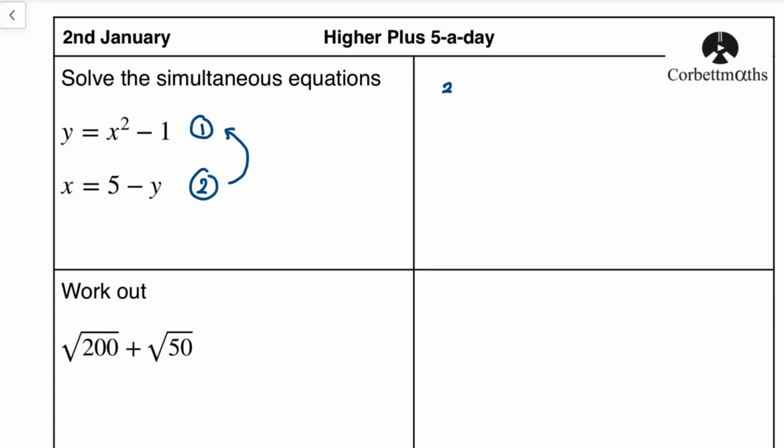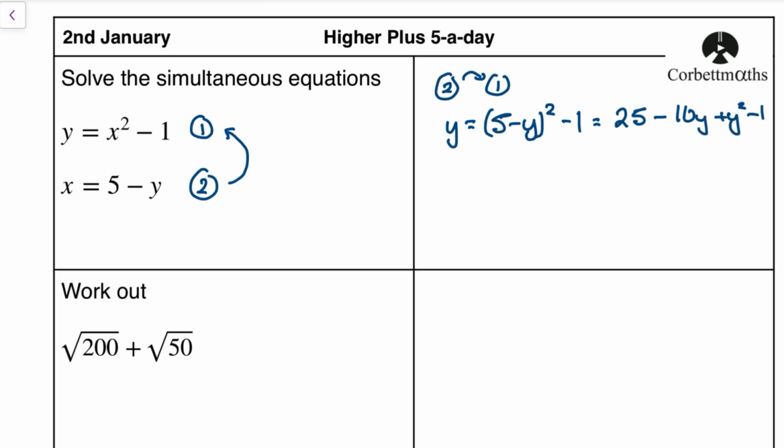So the way that I tend to write it is I say I'm going to put equation 2 into equation 1, and I'm switching the x in, so therefore it's going to be y equals, instead of x squared, I'm going to say (5 minus y) squared minus 1. And then let's expand that. Well, for space reasons, I'm going to expand it here. So that's going to be 25 minus, well, 5 times y is 5y, double that is minus 10y, plus y squared minus 1. And let's tidy all this up.